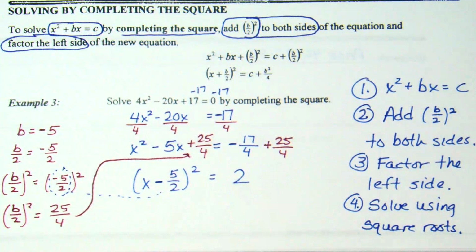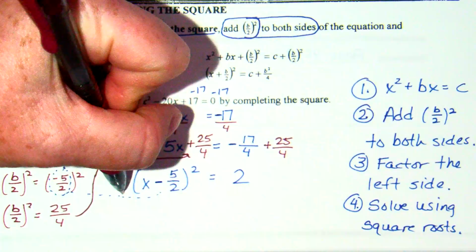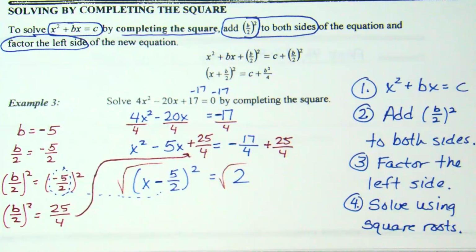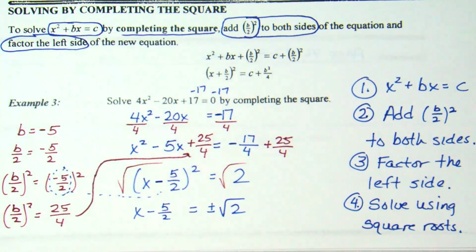Okay, solve using square roots means what am I going to do on both sides? Square root both sides. If I square root the left, I square root the right. Okay, so what's the square root of x minus 5 halves quantity squared? X minus 5 halves. What's the square root of 2? Plus or minus square root of 2. If it's a perfect square, you can give me a nice neat whole number, do it. In this case, I'm not going decimals here. How do I solve for x?